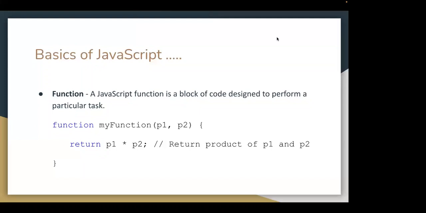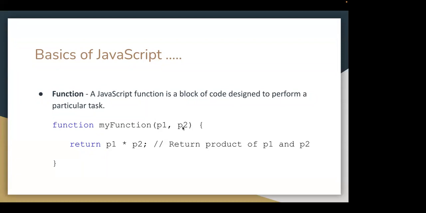Now, the second thing is to write a function. A function in JavaScript, like a function in general, is a block of code designated to perform a particular task. You have maybe seen a lot of functions like a sum function or multiplication function. This is the same way. In this example, I'm creating a function. First you start with the function keyword, and then write the name of the function. Here my function is accepting two arguments, p1 and p2.